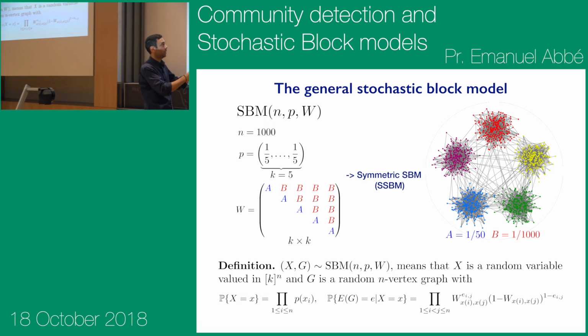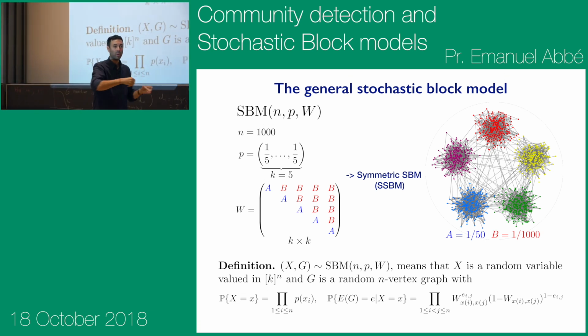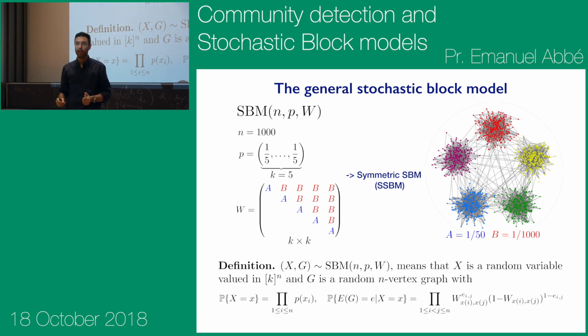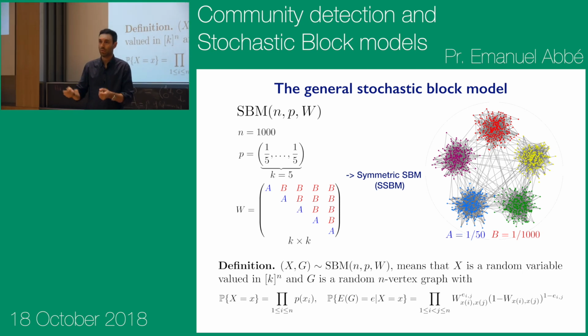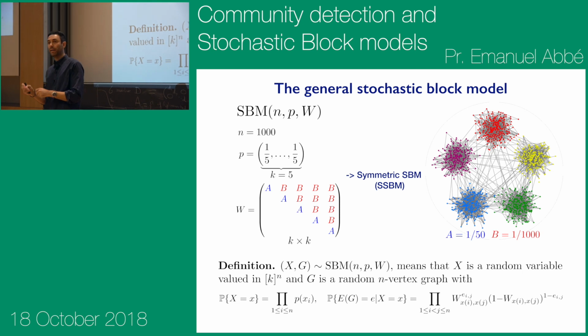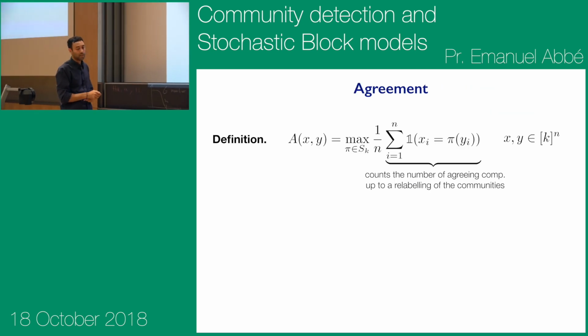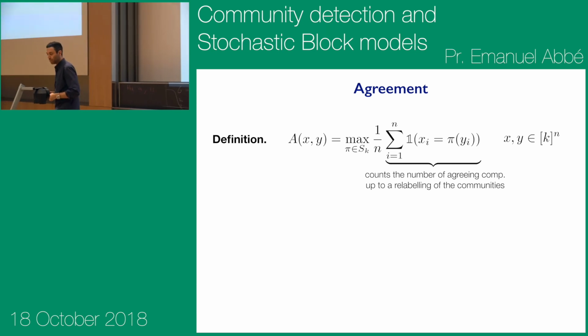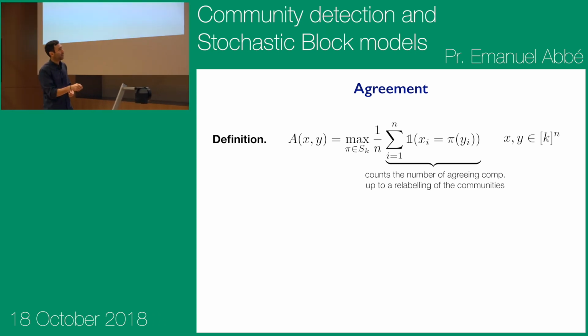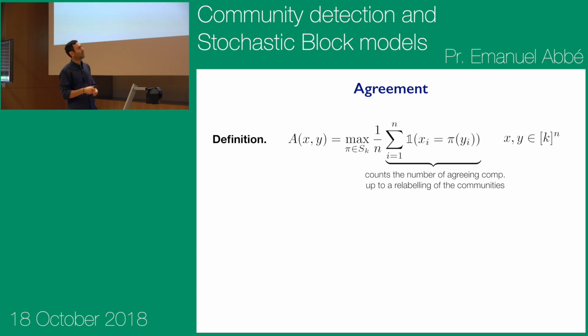So the game is going to be, we generate a graph like this, we erase the colors, we scramble everything, I give you the graph, and your goal is to go back to that picture. And now we're going to discuss what it means to go back. How do we measure going back? So let's define the agreement. The agreement is simply, forget about the Pi for a moment, this is how many components. So I'm talking about the agreement between x and y, two vectors of dimension n.